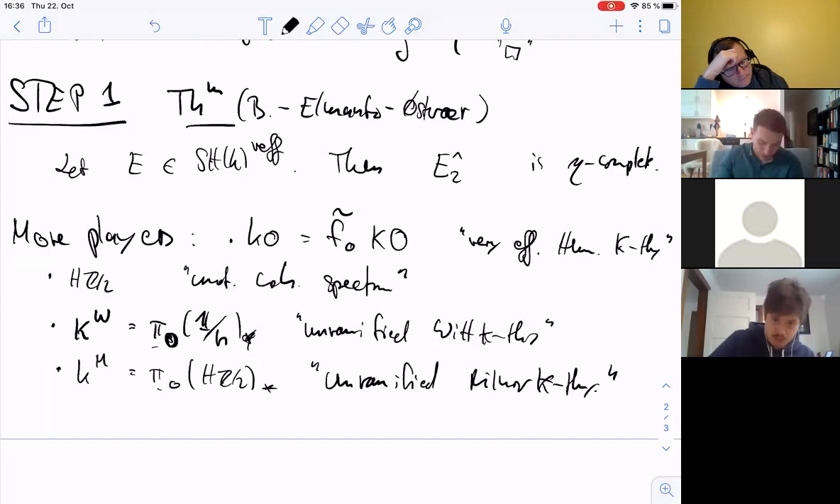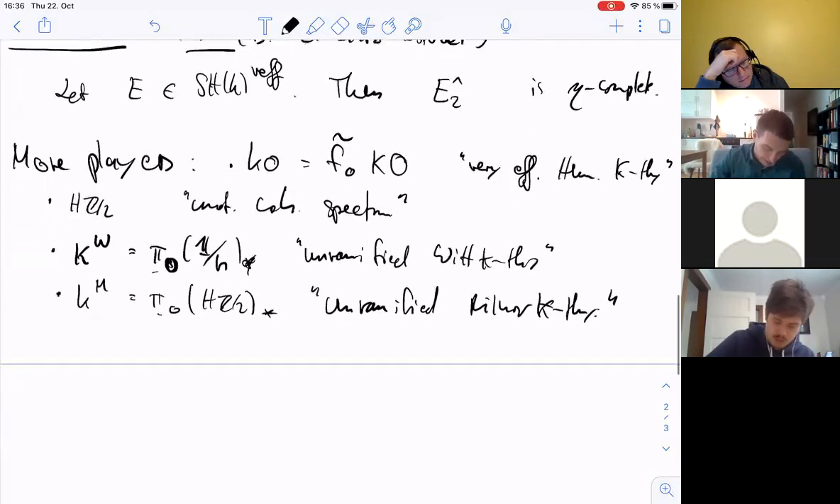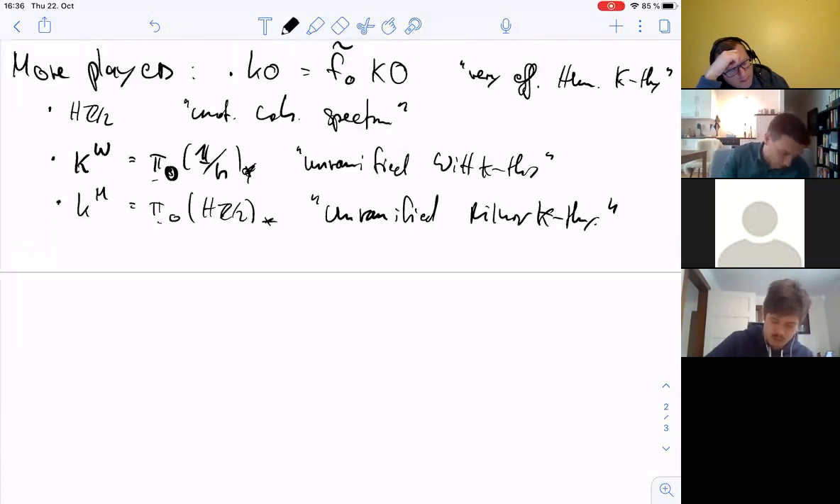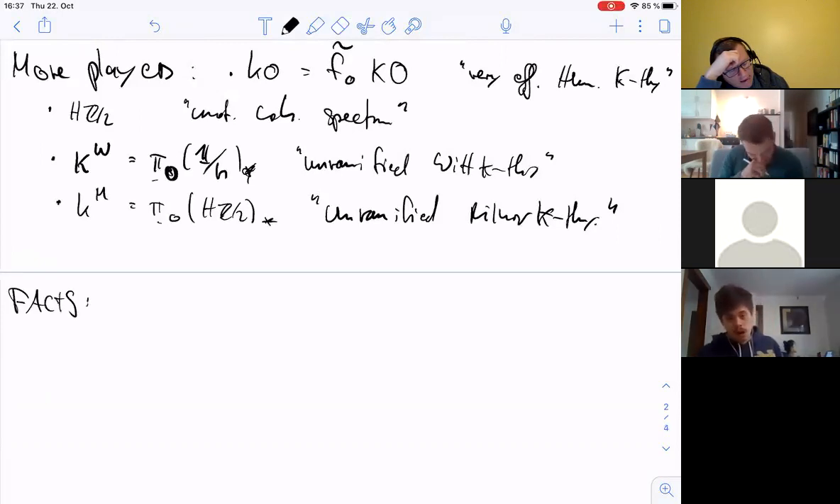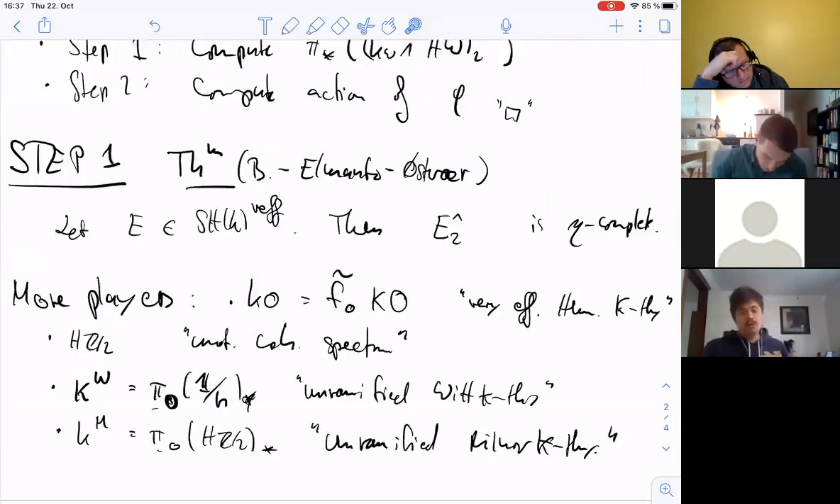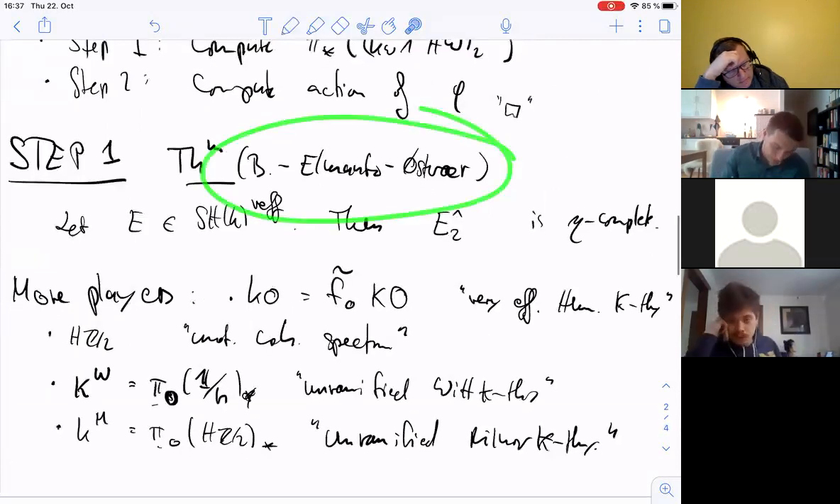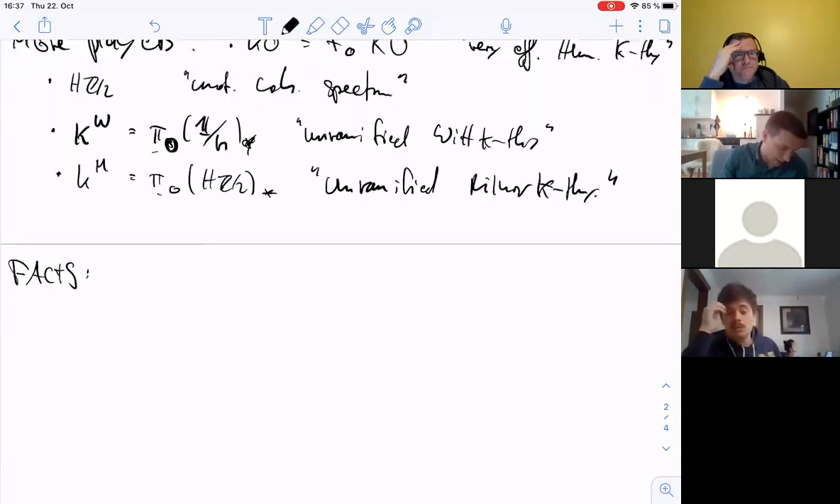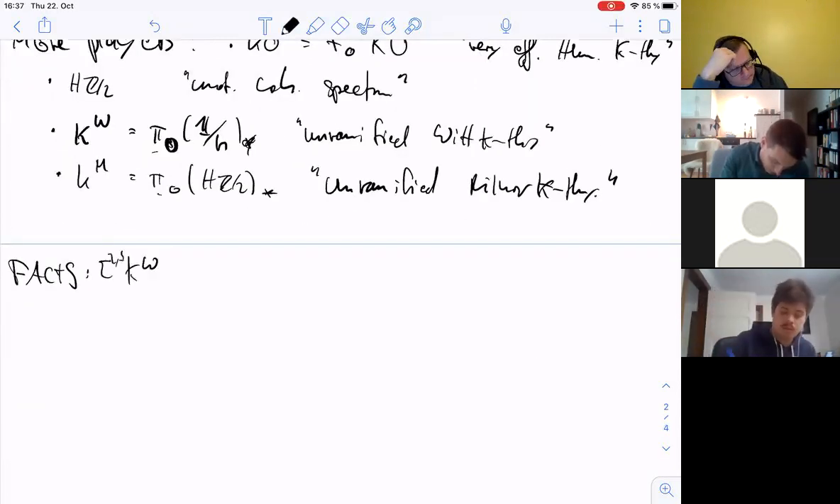Okay, and I'm not expecting you to know all of these spectra and all the important properties, but let me give you some facts so that we have a chance of proving something. So what are the facts? Well, I'm going to want to use this theorem here. So I better tell you something about very effective spectra, and it turns out that these guys all are. So KW, maybe some suspension, and also KO, they are very effective.